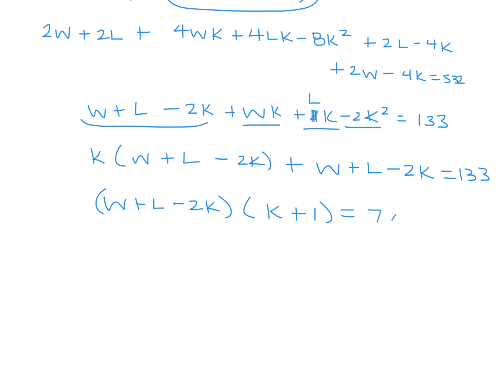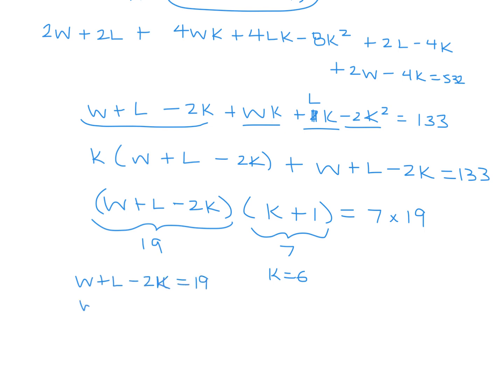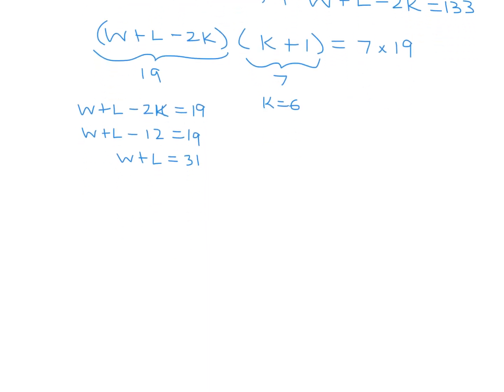Now, what is 133? I think it's 7 times 19, I believe. So I'm going to say that this guy is the 7 and this guy is the 19. If that's the case, that means my k is 6. Okay, that's pretty good. If my k is 6, then w plus L minus 2k is 19. And since k is 6, that becomes w plus L minus 12 is 19, and therefore w plus L is 31, correct? Yeah.